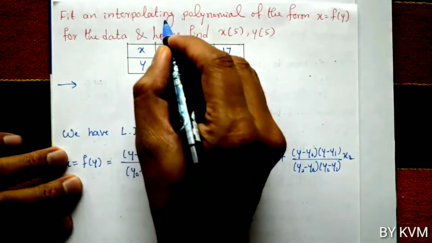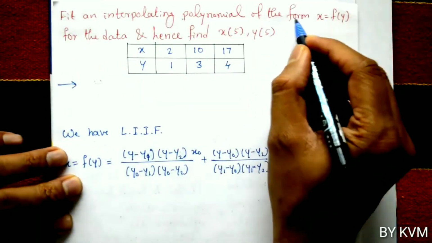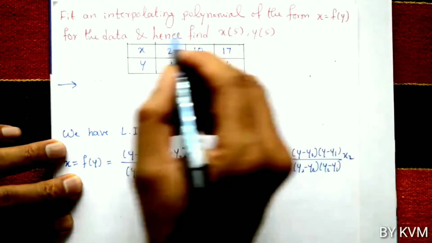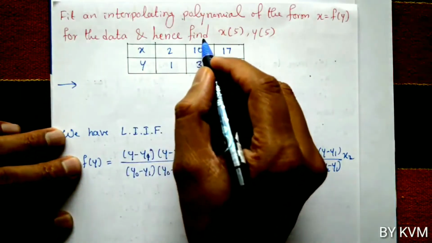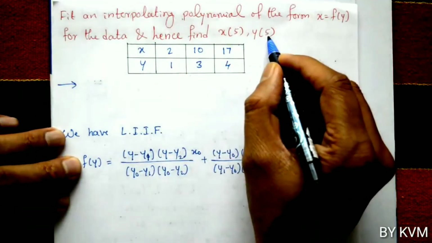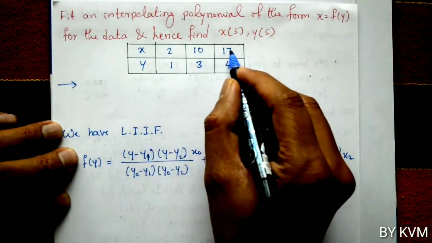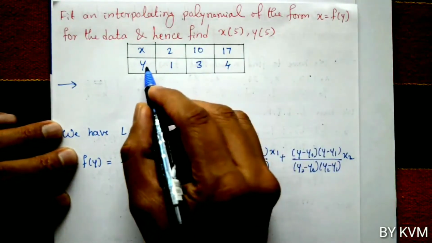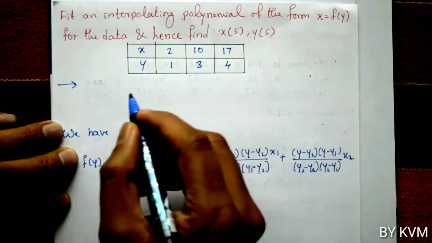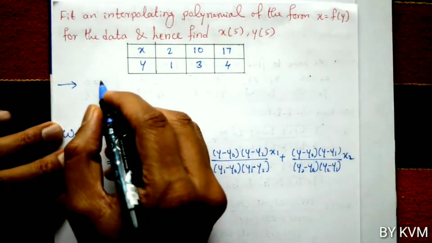Fit an interpolating polynomial of the form x = f(y) for the data, and hence find x(φ) and y(φ). X and corresponding y values are given: when x is 2, y is 1; when x is 10, y is 3; when x is 17, y equals 4.